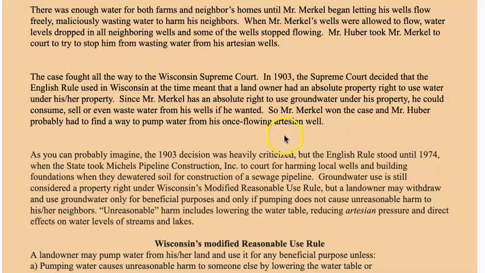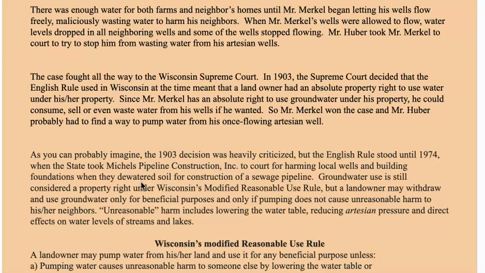As you can probably imagine, the 1903 decision was heavily criticized, but the English rule stood until 1974 when the state took Michael's pipeline construction incorporated to court for harming local wells and building foundations when they dewatered soil for construction of a sewage pipeline. So again, this held until 1974. Then the state of Wisconsin took Michael's pipeline construction to court, saying that they were harming local wells because they were dewatering the soil. In other words, they were taking the saturated soil and lowering it so they could dewater it. So they lowered the water table.